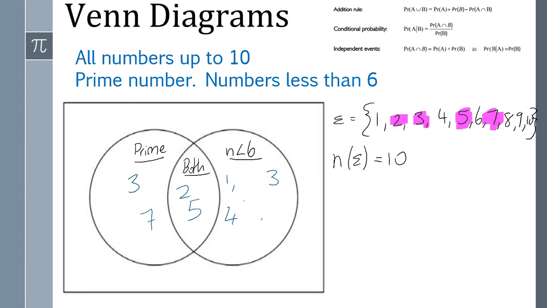Now, there are some numbers that aren't either of those. So we've used 1, 2, 3, 4, 5, and 7, but we've still got 6, 8, 9, and 10. So all of these have to be included. When you've finished, you need 10 pieces of data. So 1, 2, 3, 4, 5, 6, 7, 8, 9, 10. So I have done something wrong. Oh, 3 to go in the middle as well.